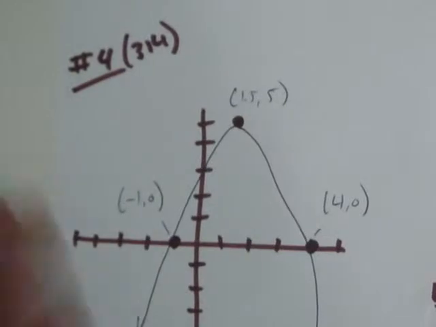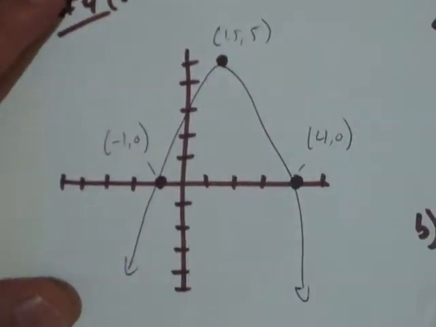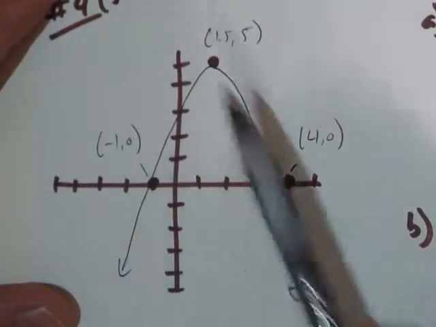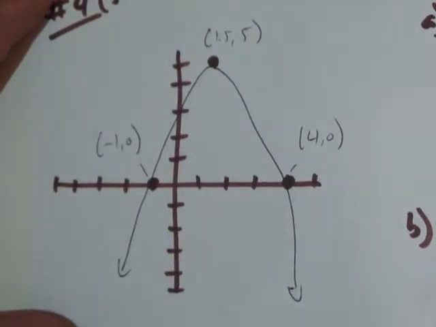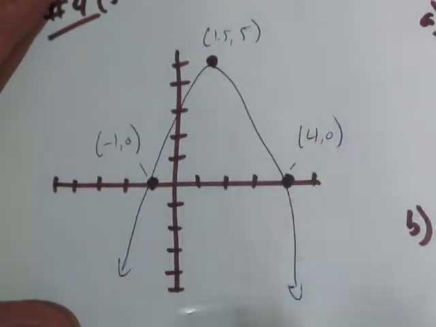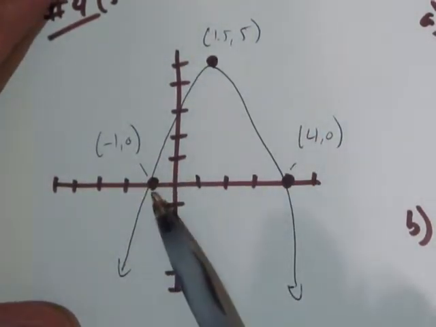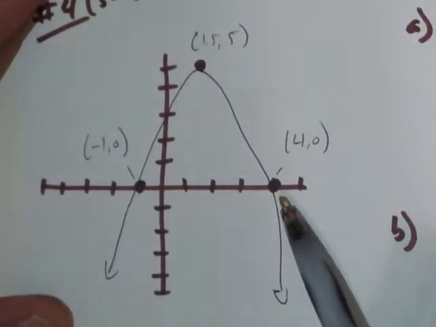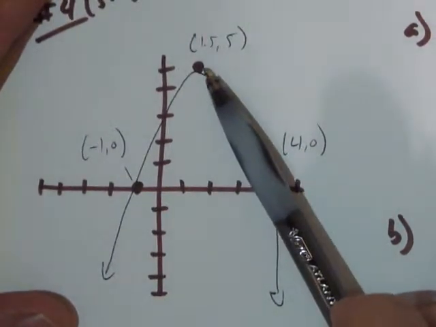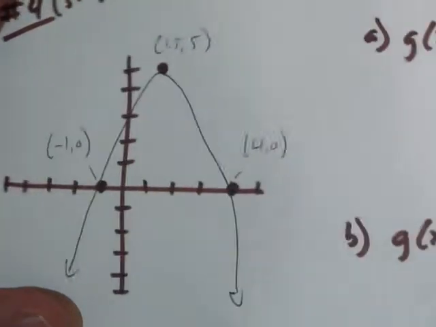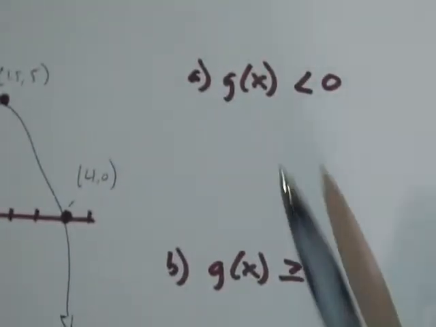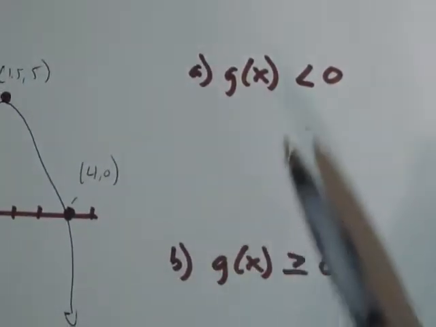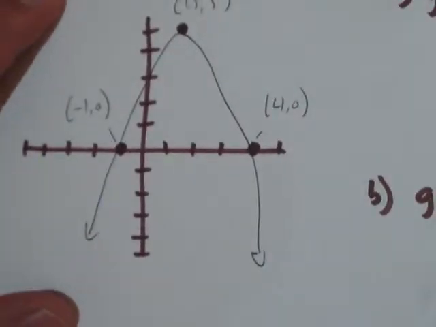This is number 4 on page 314. This is my lovely recreation of the picture in the book. They give us a parabola facing down, and they give us the point (negative 1, 0), the point (4, 0), and the point (1.5, 5). They ask us two questions actually. They call the function g of x. When is g of x less than 0?